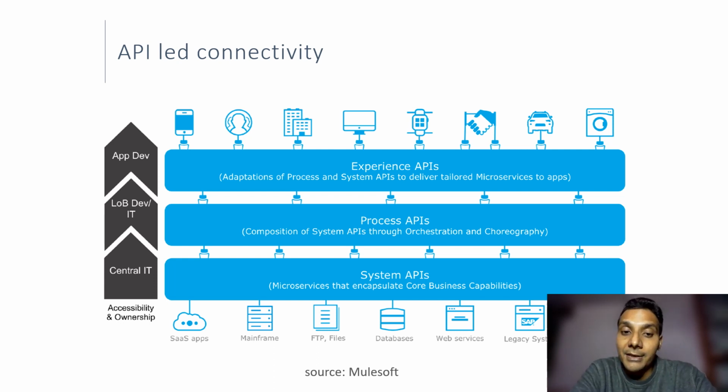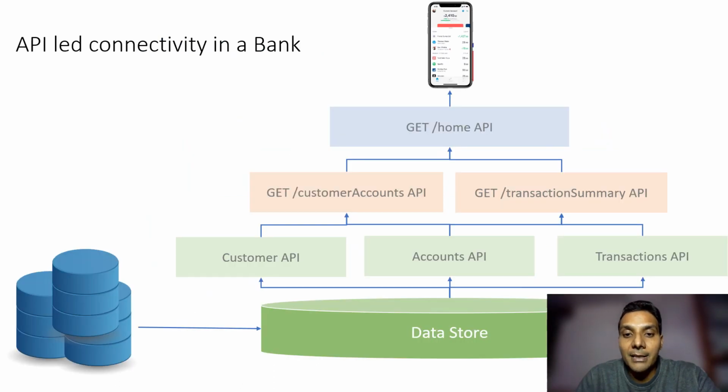Also, the authentication is different. So experience API of mobile banking deals with how mobile applications authenticate. Similarly, experience API for online banking deals with authentication, authorization, and auditing for the online systems. Now, both these experience APIs can actually use the same downstream process APIs.